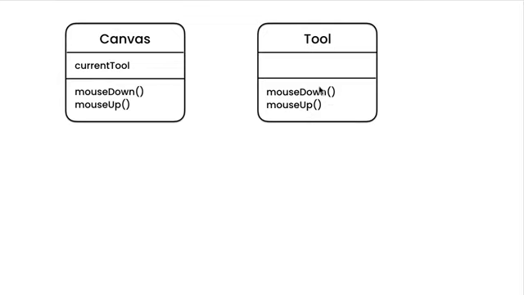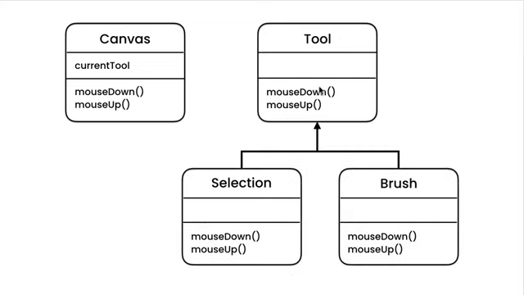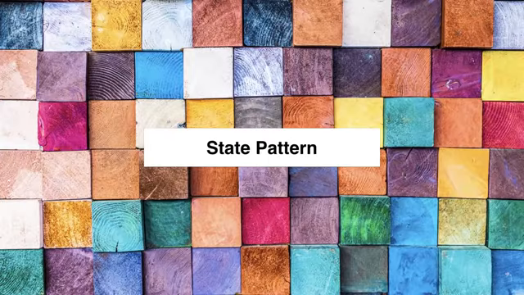What happens when the user releases the mouse button will be determined in child classes. So we introduce new classes like selection and brush. And in these classes, we're going to implement the logic for mouse up and mouse down events. Now, our canvas class is going to work with the abstract tool class. It doesn't care about any specific tools, but it will behave differently depending on the specific tool that we give it at runtime. And this is what we call the state pattern, because the state pattern allows an object to behave differently when its state changes.